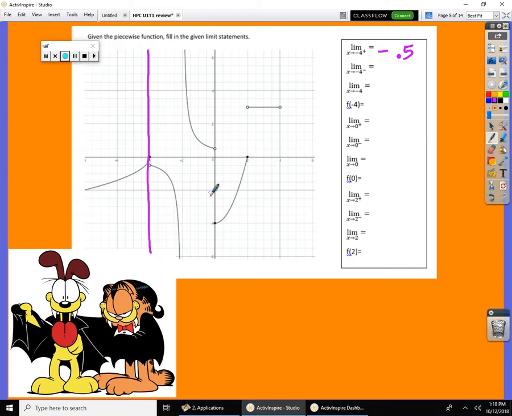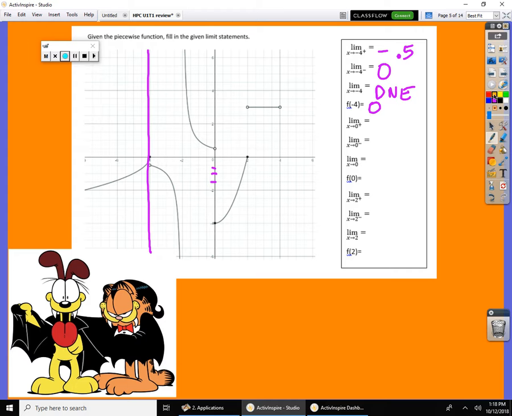Because, guys, this is negative 2. So each of these is a half. Yes? Okay. The left-hand side hits at a height of, are they in agreement? So the limit does not exist. Okay? What is f at negative 4? Why did you choose 0 and not negative 0.5? Because that's a closed circle.